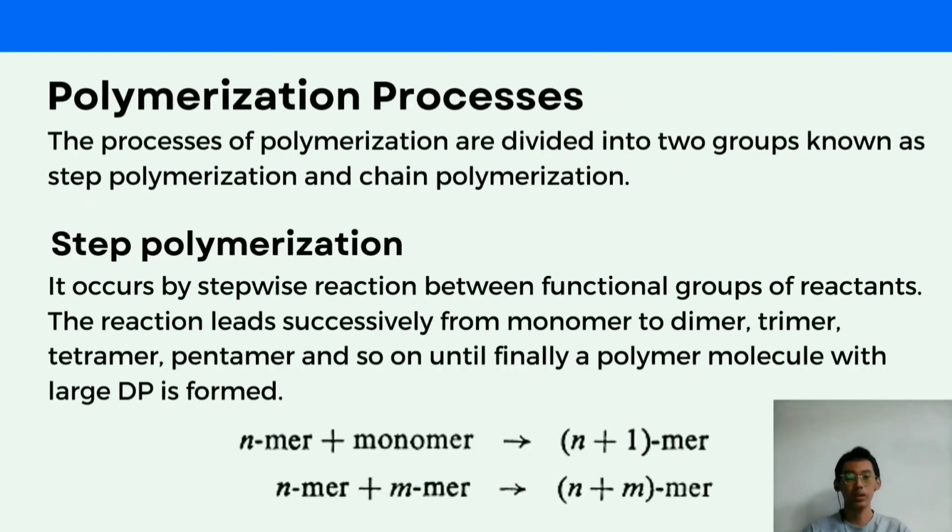Polymerization processes. The processes of polymerization are divided into two groups known as step polymerization and chain polymerization. Step polymerization occurs by stepwise reaction between functional groups of reactants. The reaction leads successively from monomer to dimer, trimer, tetramer, pentamer, and so on until finally a polymer molecule with large DP is formed. For example, the n-mer plus monomer gives n+1-mer, and the n-mer plus m-mer gives n+m-mer.